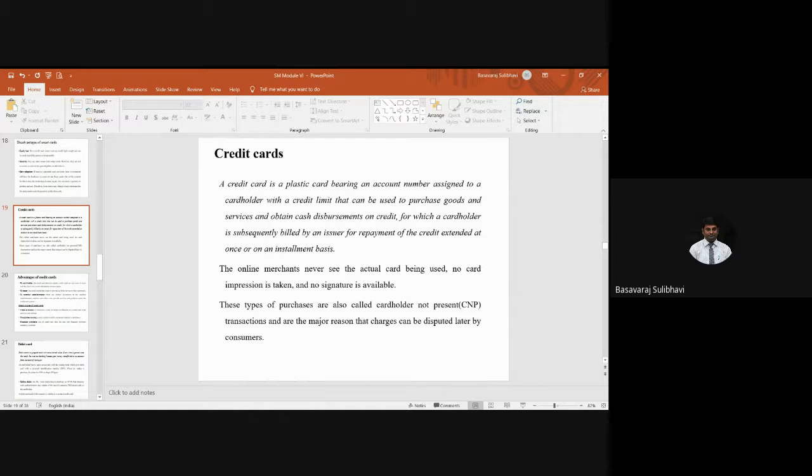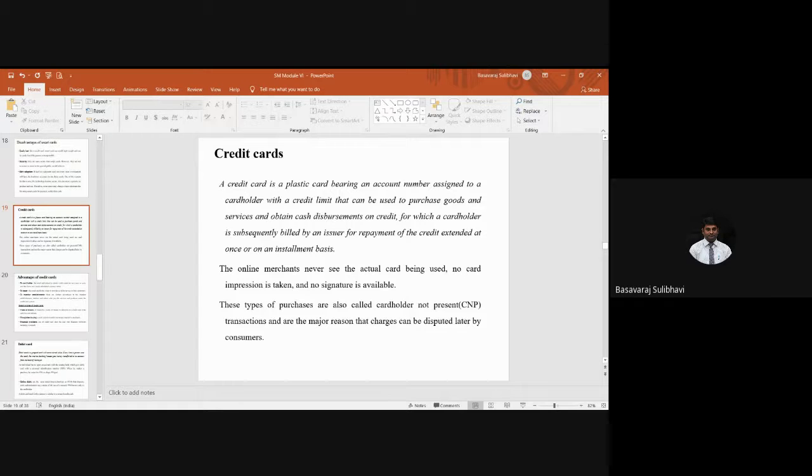Especially one thing: any seller who is doing it online, we call an online merchant, never sees who is actually using the card, whether the card belongs to them or not. So that's one big problem here, and no card impression is taken during the transaction, and no signature is required on the card at the time of transaction. That is one big disadvantage.